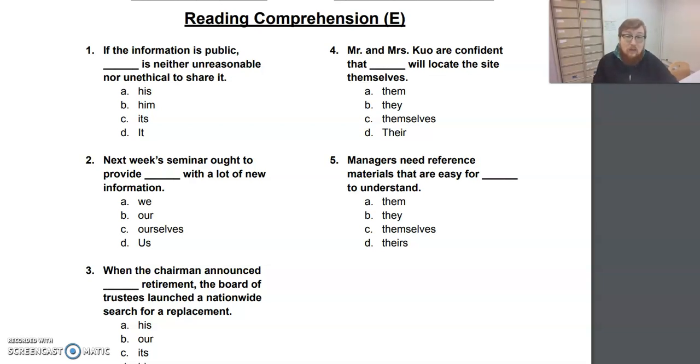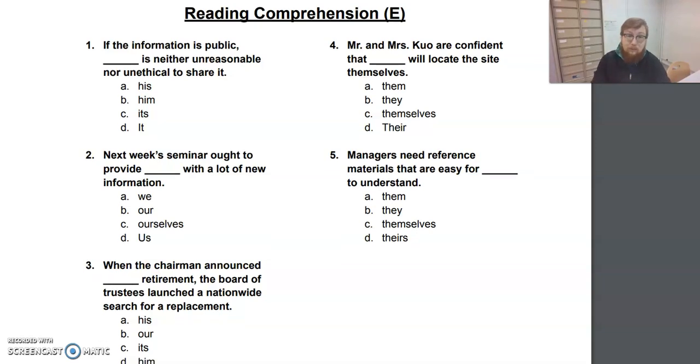And the second one, next week's seminar ought to provide blank with a lot of new information. In this context, it's us. So some of my students at the time, learners, they chose ourselves, which points to a specific type of pronoun that they might be struggling with. So this would be reflexive pronouns versus object pronouns, right? Understanding the differences. So that's what you would study.